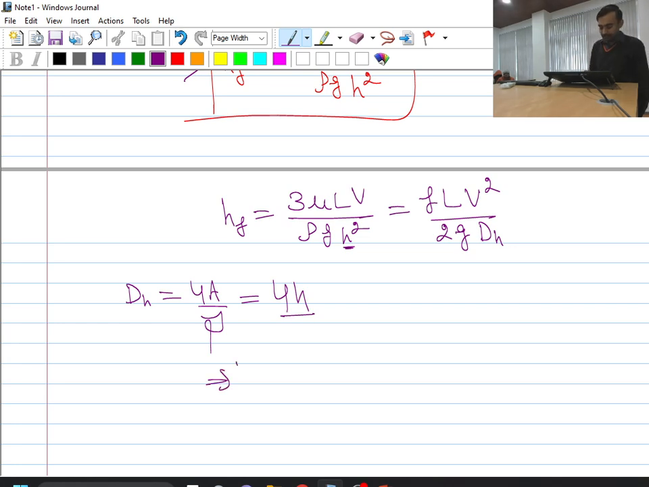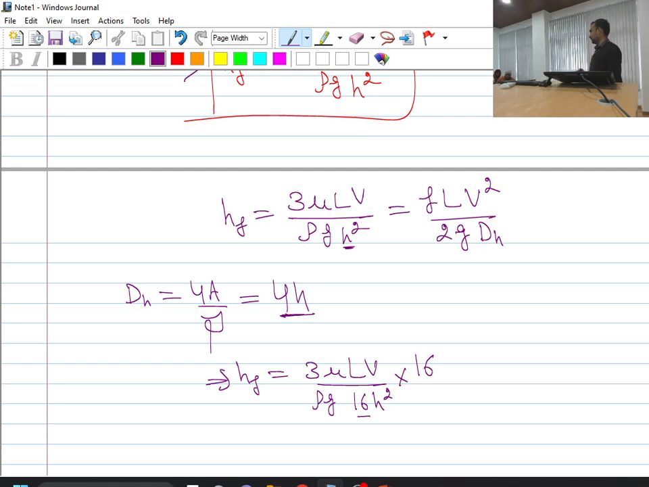Okay, so from here I will get that HF is equal to 3 mu LV upon rho G. Now I want this H to be equal to the hydraulic diameter. One hydraulic diameter is equal to 4H. I have H square, so 4H into 4H will become 16 H square. If I am dividing here by 16, I must multiply in the numerator by 16. So that will be equal to FL V square upon 2G dH. So now this 16 H square term has become identical to dH square. Is this one clear?